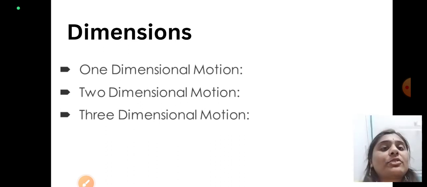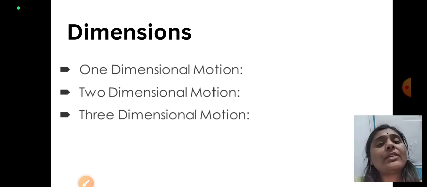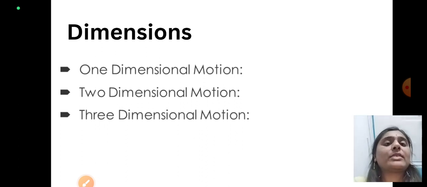There are three types of motions: one dimensional motion, two dimensional motion and three dimensional motion. As we discussed, rest and motion both are relative concepts. Relative means what? Based on the observer's frame of reference. In this video also we will see how distance and displacement change, and why there is a difference between distance and displacement. Before that, let us see the dimensions.